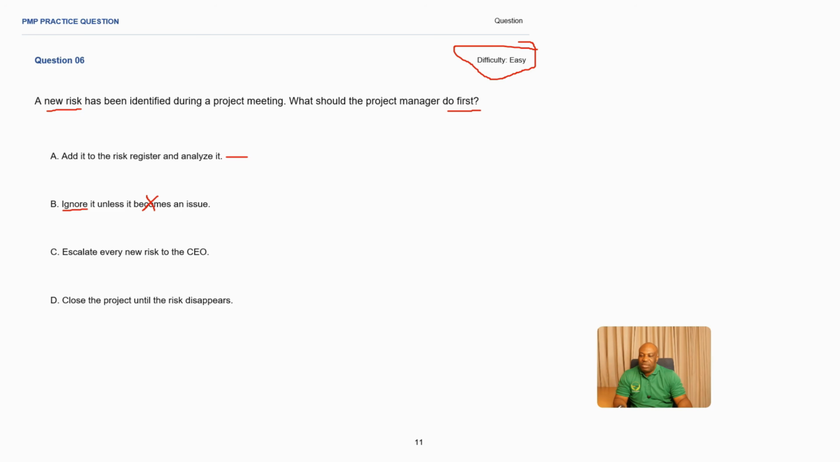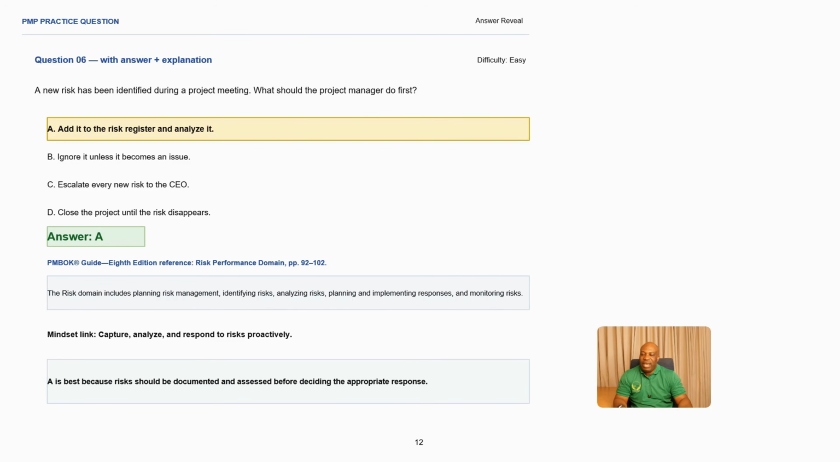Escalate every risk to the CEO. Project manager is supposed to run the project, not to be escalating each and every item. So that eliminates this answer. Okay. Close the project until the risk disappears. You cannot just close a project because there's a risk. You try to mitigate against the risk, or you try to come up with a risk response so that if that is going to materialize, you know how to react. Making A the best answer.